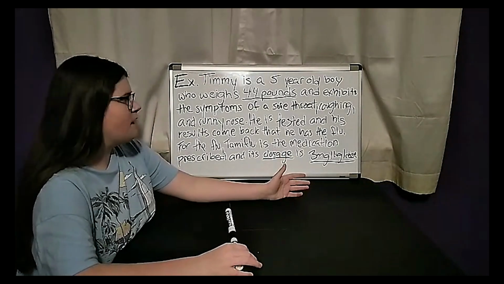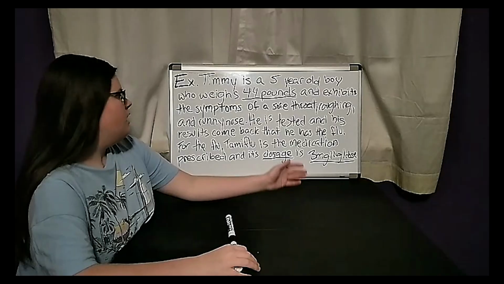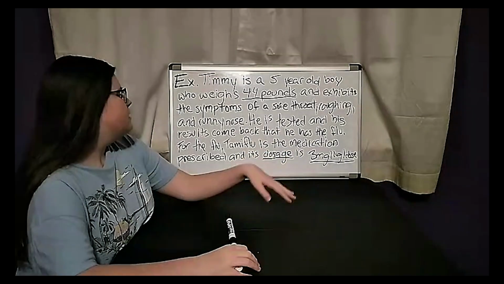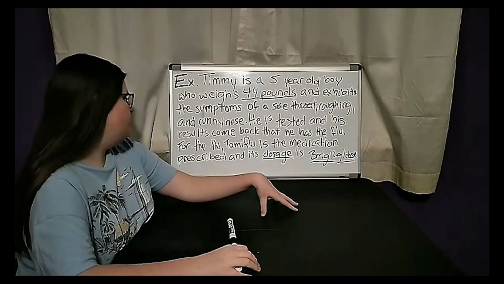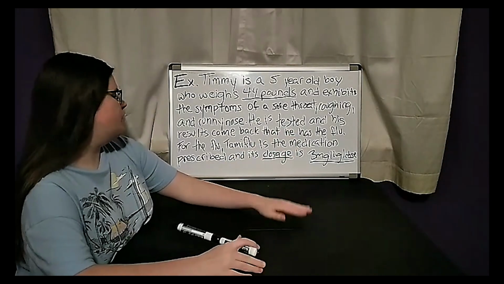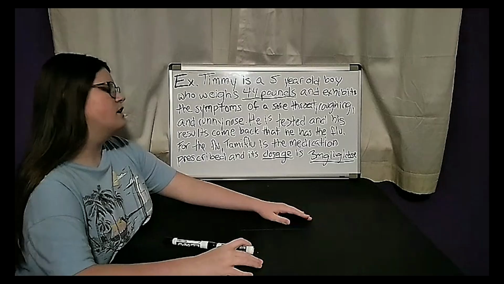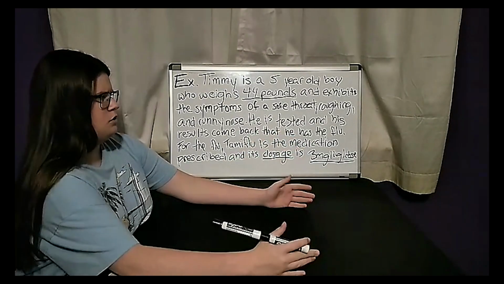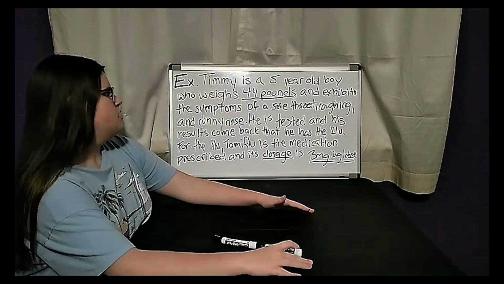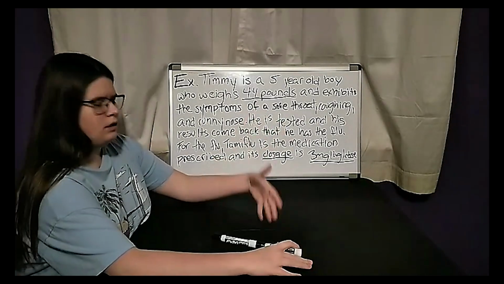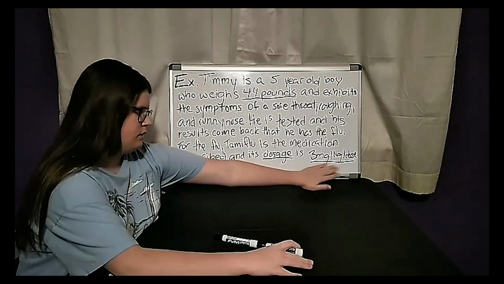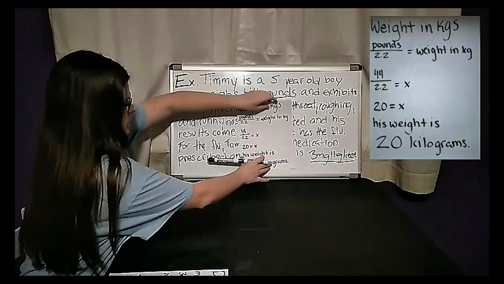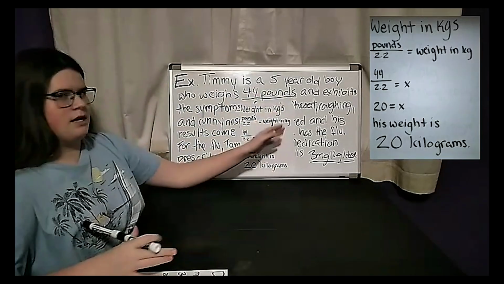Timmy is a 5-year-old boy who weighs 44 pounds and exhibits the symptoms of a sore throat, coughing, and runny nose. He is tested and his results come back that he has the flu. For the flu, Tamiflu is the medication prescribed and its dosage is 3 milligrams per kilogram per dose. So the first thing we need to do is find Timmy's weight in kilograms because that's what we need for this equation. So here we have the formula for finding weight in kilograms.